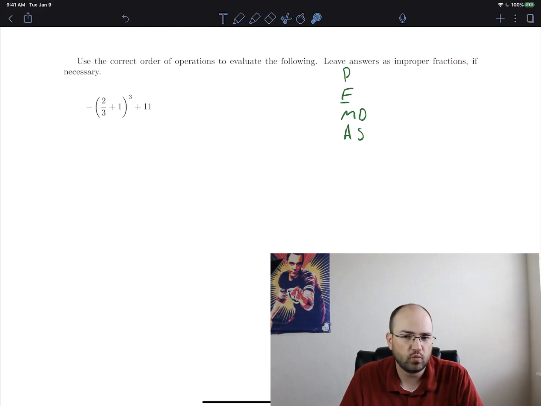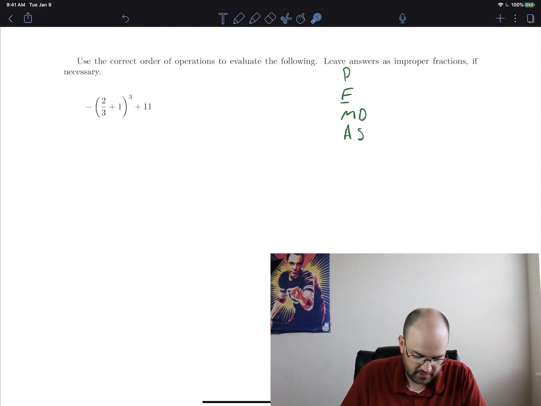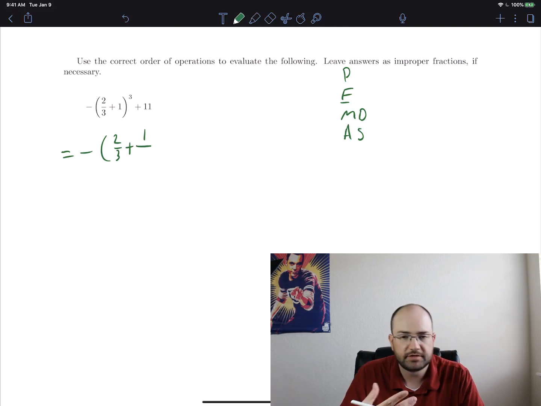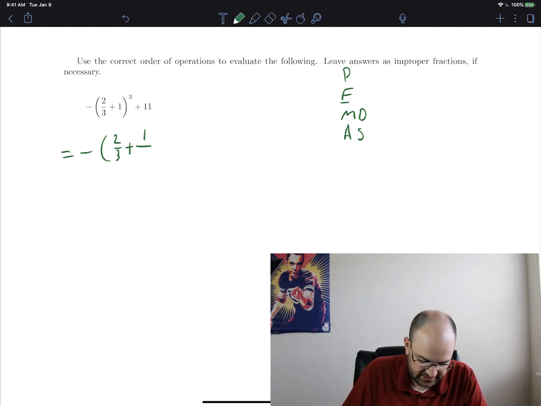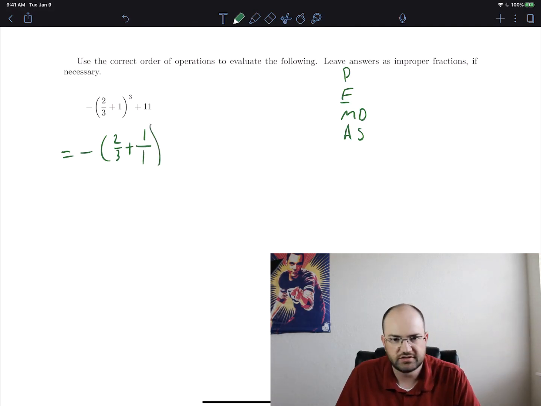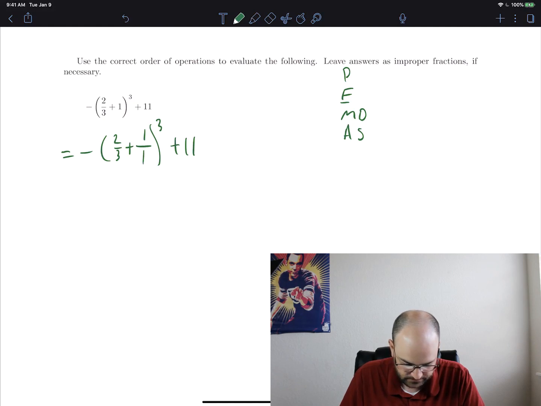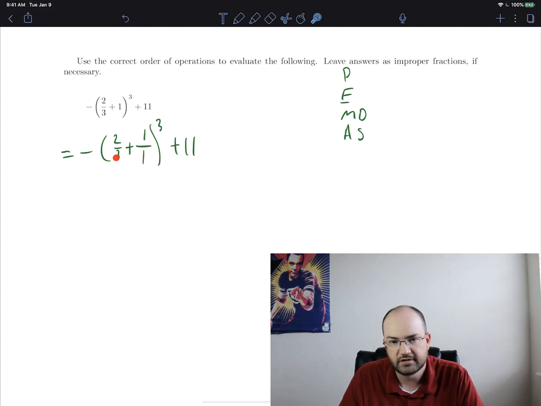Now, that's technically 1 and 2/3, but let's think of the 1 as a fraction. And again, because this is an integer, the denominator has to be 1. So 1 is just 1 over 1, all cubed plus 11. Excellent. Now, the common denominator between 2/3 and 1 over 1 is, well, 3, because 1 goes into 3 three times.